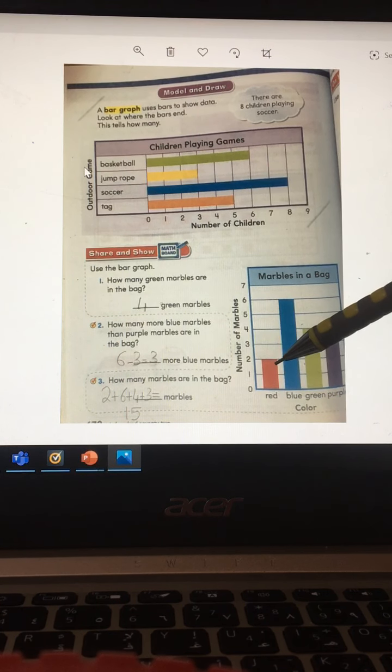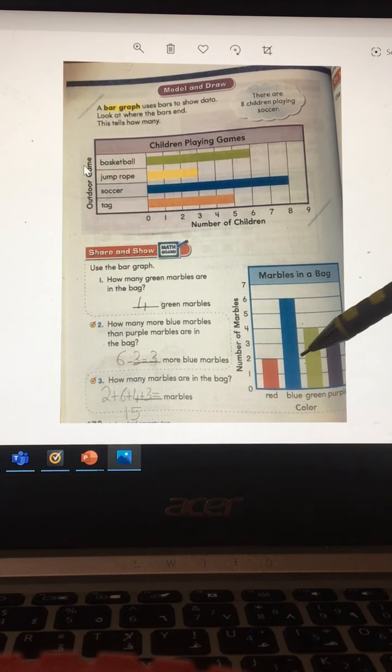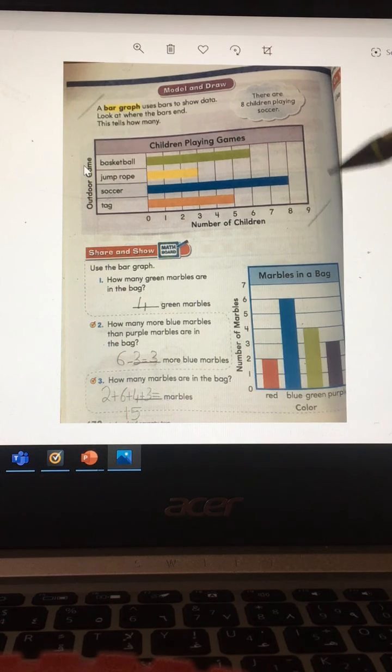There are 2 red marbles, so I'm going to write 2 plus 6 blue marbles plus 4 green plus 3 purple. If I add these 4 numbers, I'm going to have a total of 15 because 2 plus 6 is equal to 8, 8 plus 4 is equal to 12, and 12 plus 3 is equal to 15. So there are 15 marbles in the bag.